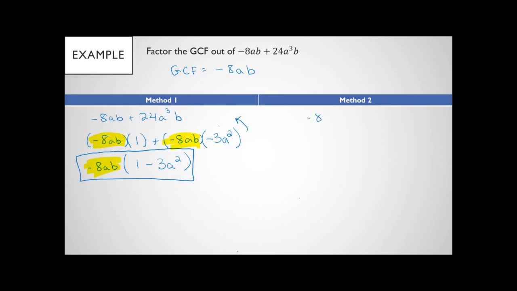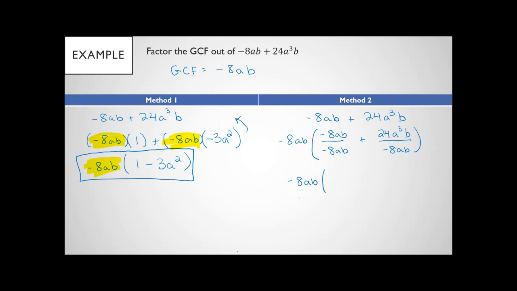Now let's do the same problem with my method. So we start with the same thing, and I put my GCF in front, and then I divide each term by the GCF. So I just have to rewrite everything, put the GCF on the bottom. Then I simplify.